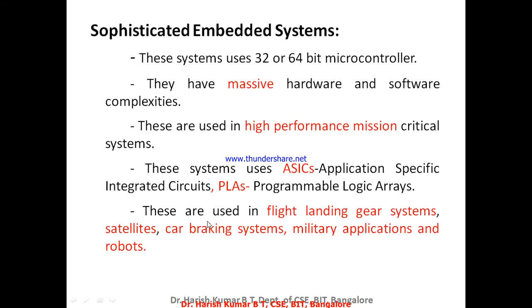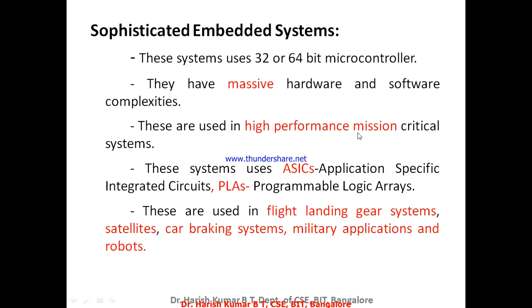Such things came. Now the last one is the sophisticated embedded system or the large scale embedded system. These systems were based on the 32-bit or 64-bit microcontroller, and have massive hardware and software complexities compared to the small scale and medium scale embedded system, and these sophisticated embedded systems are used especially in high performance mission critical systems. When I say high performance mission critical system, the application of this sophisticated embedded system is in the air traffic control system. It is used in the satellites, and it is used in the military applications.